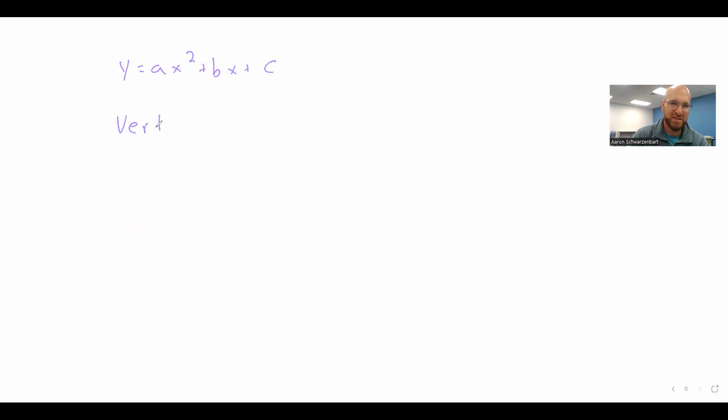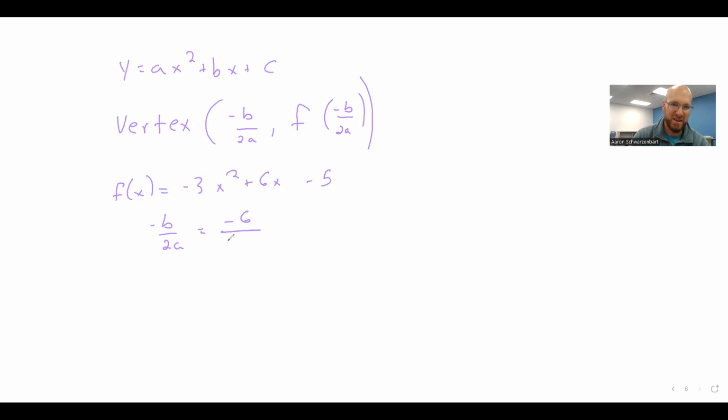The vertex can be notated like the coordinate -b/2a and f of -b/2a. What does that mean? Well, let's take a parabola: -3x squared plus 6x minus 5. For -b/2a, b is 6, so that's -6. A is -3. Oh, that gave me a nice one. 1. My vertex has an x coordinate of 1.